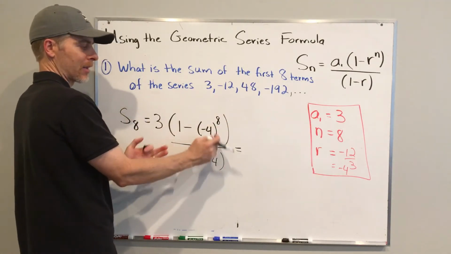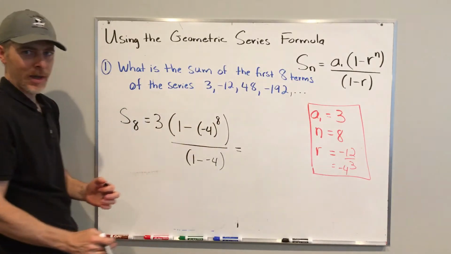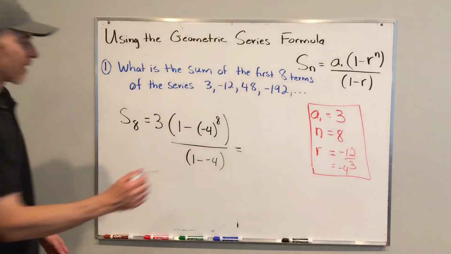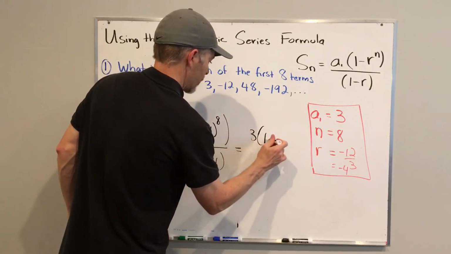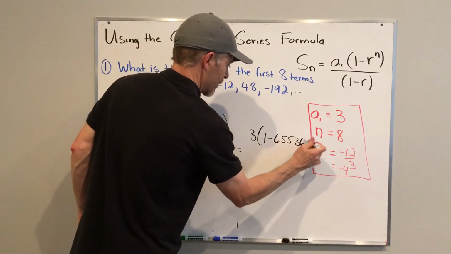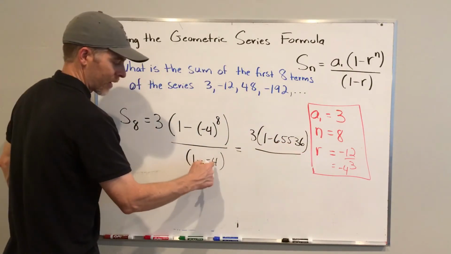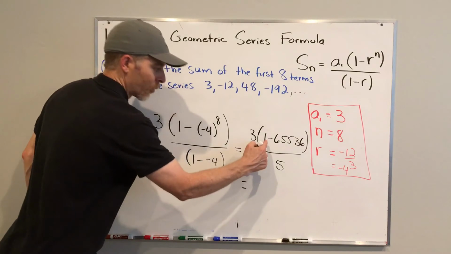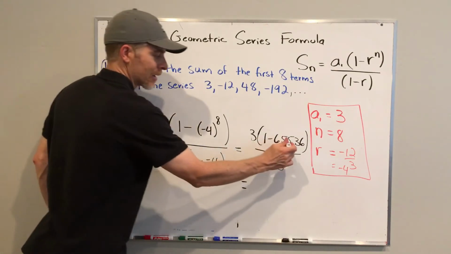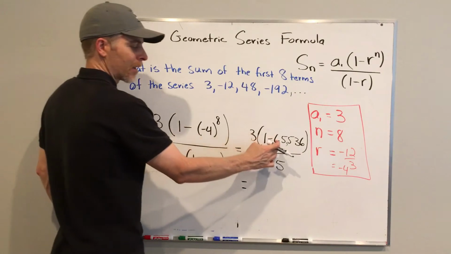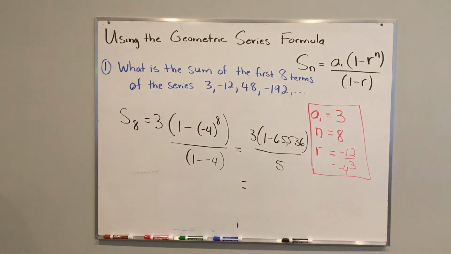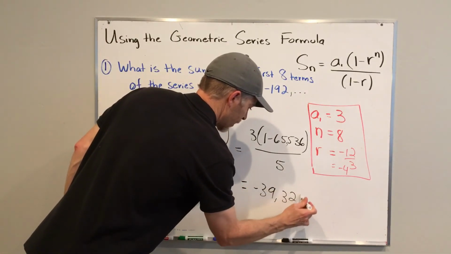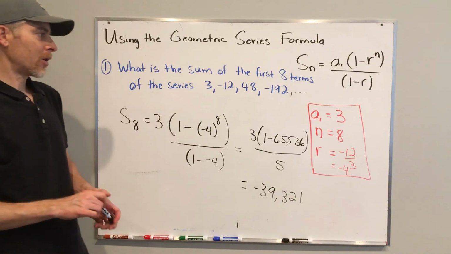So inside the parentheses, I have negative 4 to the 8th power, which I can't do in my head, but it is 65,536. So this is 3 times 1 minus 65,536, all over 1 minus negative 4, which is 1 plus 4, which is 5. Okay. 1 minus 65,536 is going to give you a big negative number. So this answer ought to be negative, and it is. Negative 39,321.